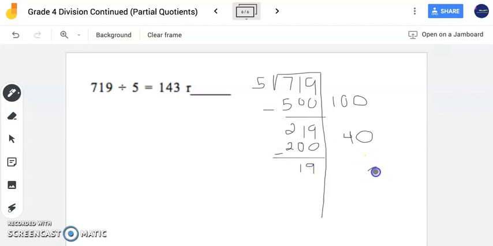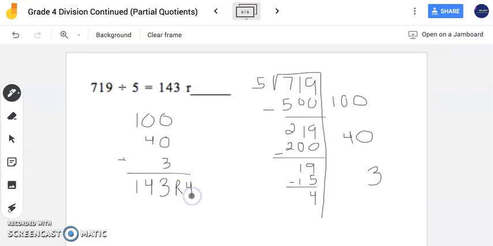And I do know that 5 times 3 is 15. And when I subtract, I'm left with 4. And notice 4 is less than my divisor, so I know I'm finished. Now I'm going to take my numbers on the side and I'm going to add them together. 100 plus 40 plus 3, which happens to be my quotient, 143, written in expanded form. Now 143 is my quotient, but I do have a remainder of 4.